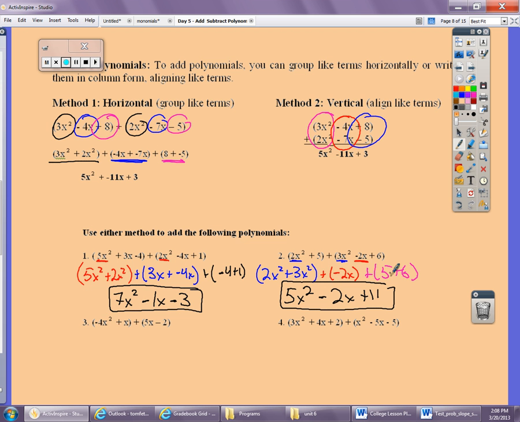When we look at number 3, well, I have an x squared, so I'm just going to start with my x squared. And then I'm going to look at my x's.